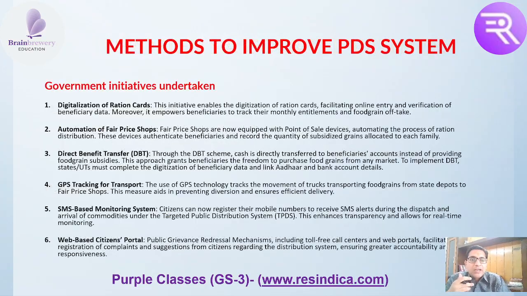So what has the government started to do about that? What are the government initiatives? Under the initiatives to improve the PDS system, digitalization of the ration card is one thing. End-to-end digitalization of the ration card should happen. The data should be fed into the central server. At the same time, everything is digitalized so that online entry and verification can happen, everything can happen online. Then automation of the fair price shop. That means there is a point of sale machine, so how much product has been sold and how much is in the stock.